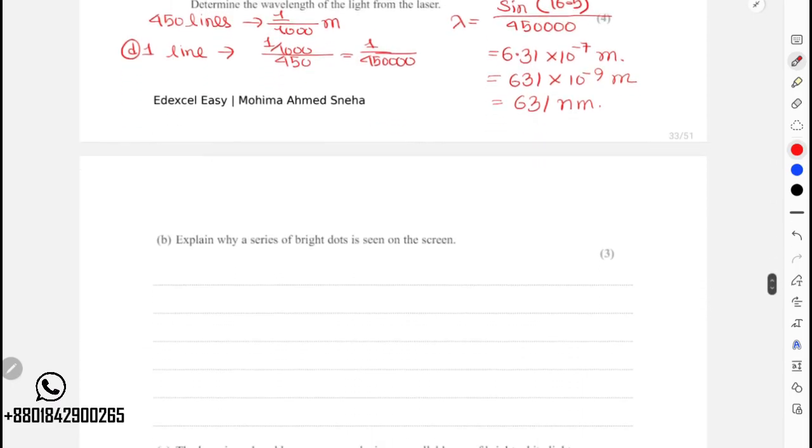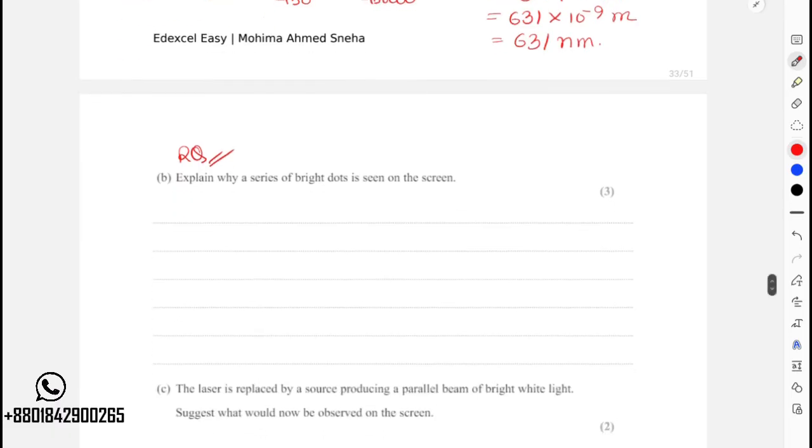Okay, now explain why a series of bright dots is seen on the screen. Repeated question, right? Waves are going to interfere constructively where they are in phase, when their path difference is n lambda. That is the final answer. Very, very repetitive question. We have done this quite a lot and we're still doing this. So over here, the answer would be that waves from the different slits meet and interfere.